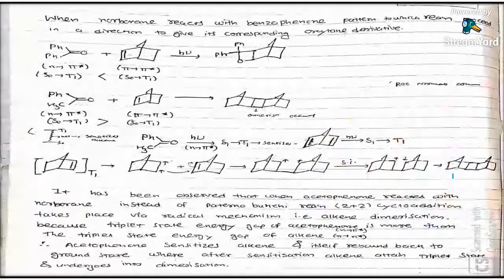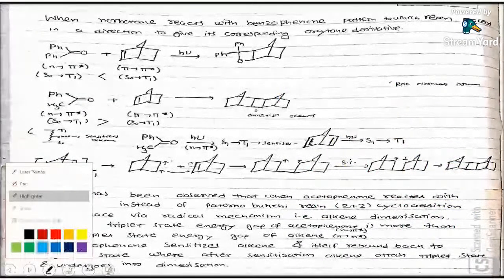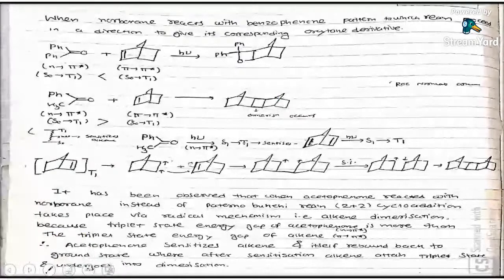So here the PhC=OCH3 group will initially undergo the n to pi star transition, then it will reach the singlet state, then the triplet state. Now in the triplet state, it will combine with the norbornene group and sensitize that norbornene group, and as a result it will come back to the ground state.